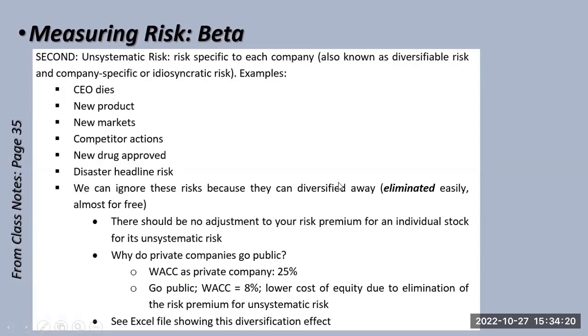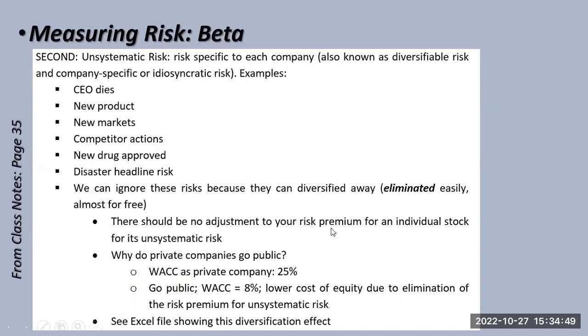We can ignore these risks. Why? And that's an important word. He didn't say minimize these risks. He says ignore them. Pretend like they're not even there. Why? Because we can eliminate them really easily. In fact, with one phone call, you can take your unsystematic risk to zero. You just call up Vanguard, buy their all US stock fund. You have every stock in the US, you have zero unsystematic risk. It's completely gone because you have every stock you can possibly own.